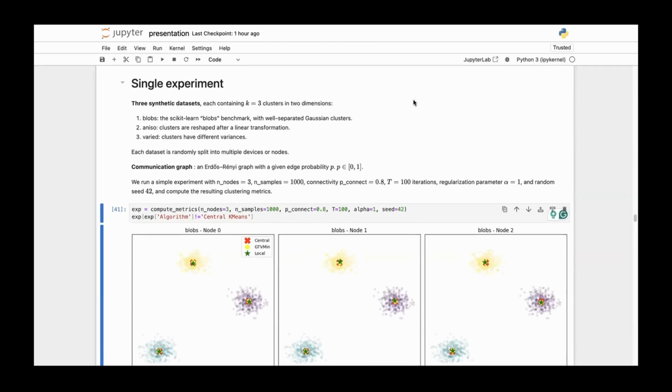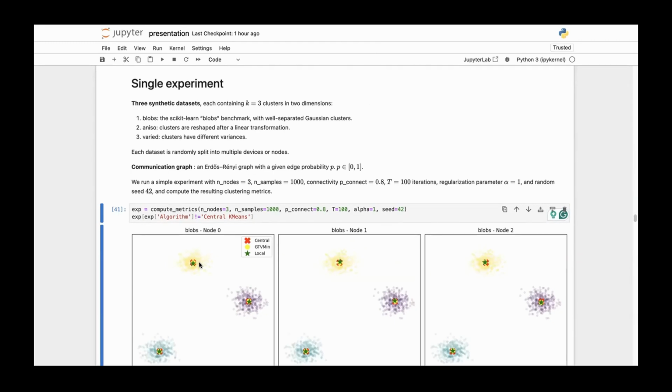Yes. Okay. Here I show the experiment we did for this federated k-means using GTV minimization. First of all, we generate 3 synthetic data sets, and each synthetic data set contains 3 clusters in 2 dimensions.